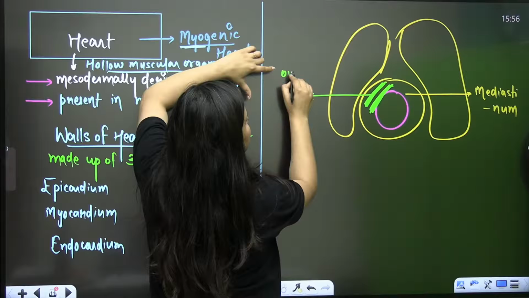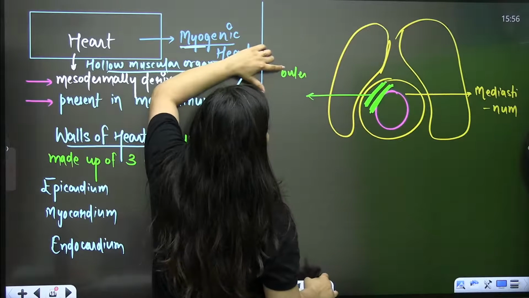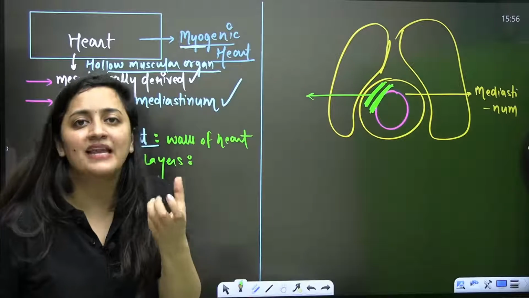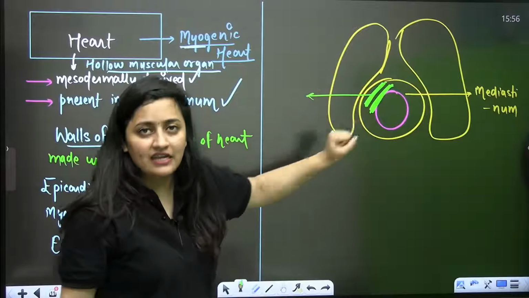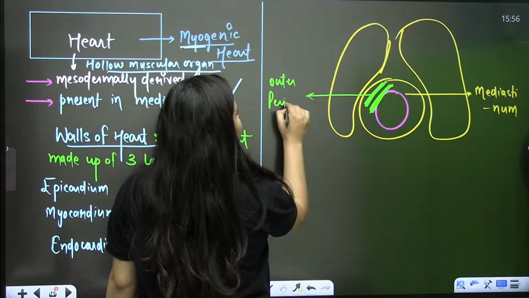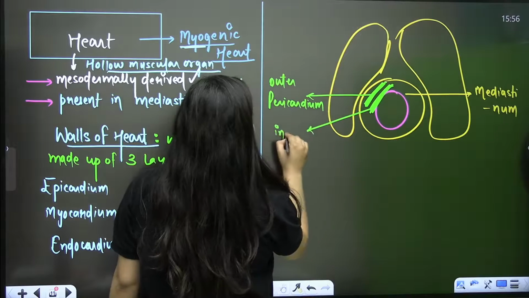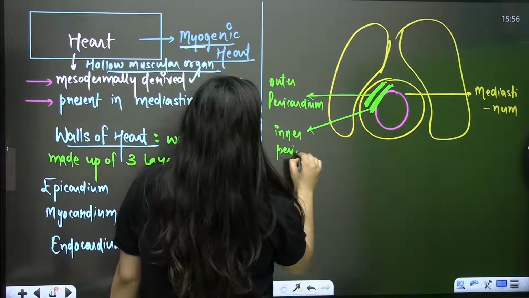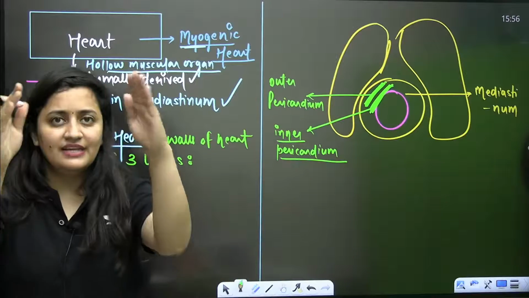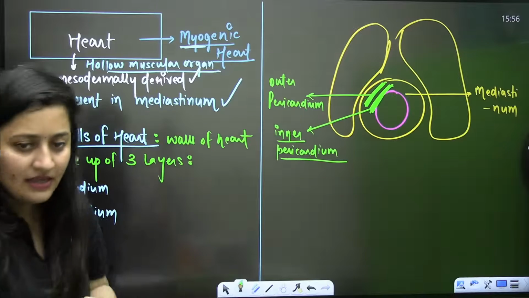This heart has protective coverings. The outer coat is, the outer one is, actually overall this covering is pericardium, but it has an outer and inner portion. So this is outer pericardium, and this one is inner pericardium. Are you getting it? Outer pericardium and inner pericardium. So they are basically those visceral membranes which are going to cover the heart.